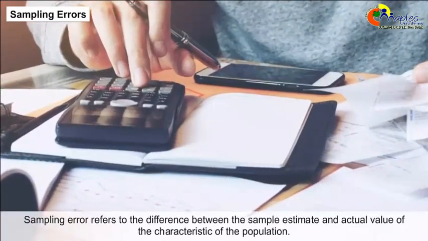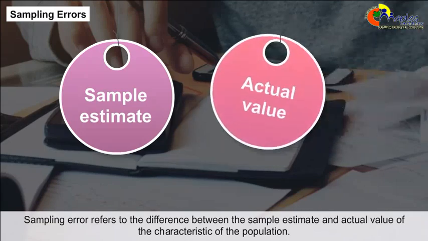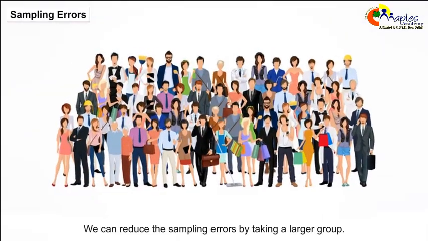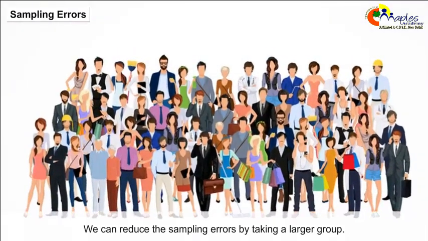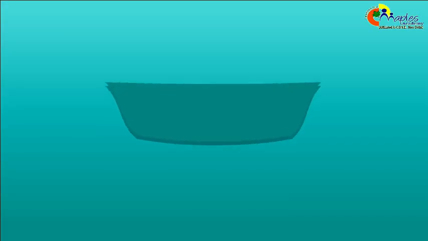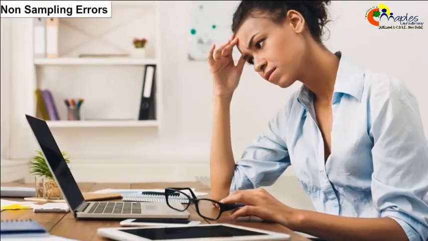Sampling errors. Sampling error refers to the difference between the sample estimate and actual value of the characteristic of the population. We can reduce the sampling errors by taking a larger group. Non-sampling errors in Census of India and NSSO. Non-sampling errors.